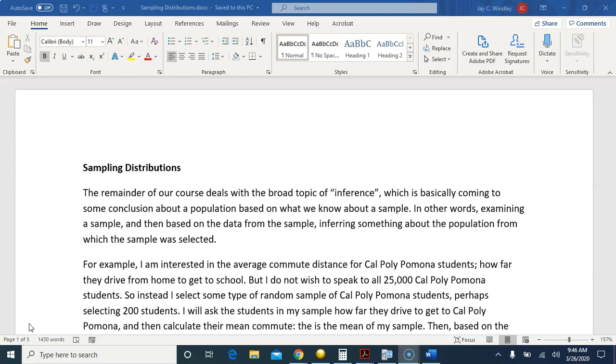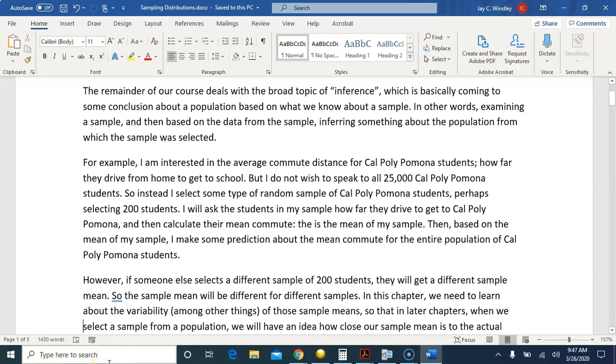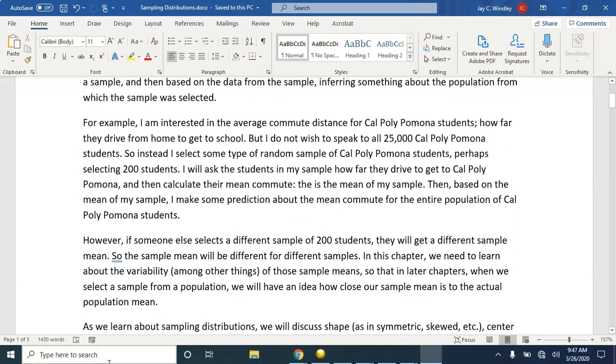How far do students, on average, drive to school? But I don't want to talk to all 25,000 students to get that answer. So perhaps I select a random sample of 200 students and ask those 200 students how far they drive to get to Cal Poly. And then I can find the average for my sample, and that'll be my sample mean.